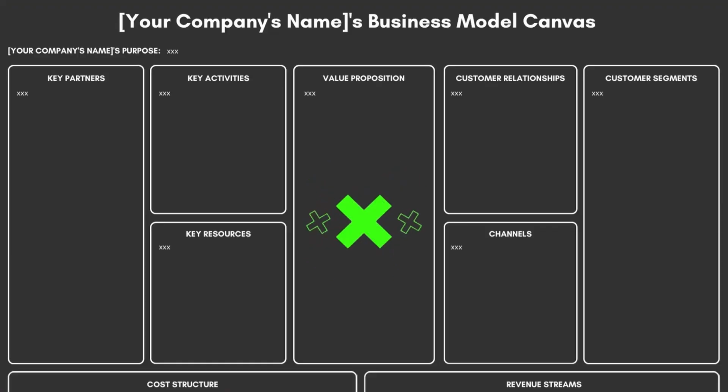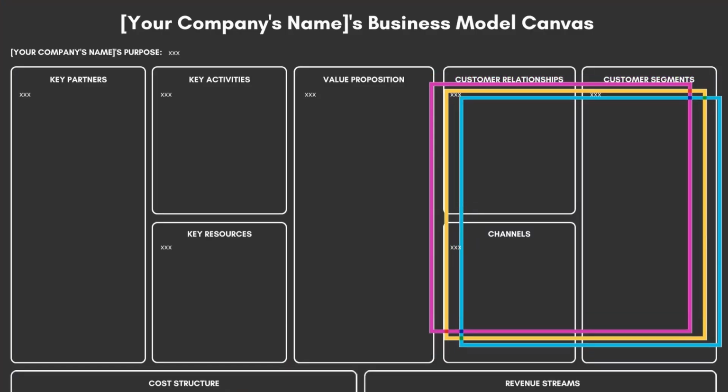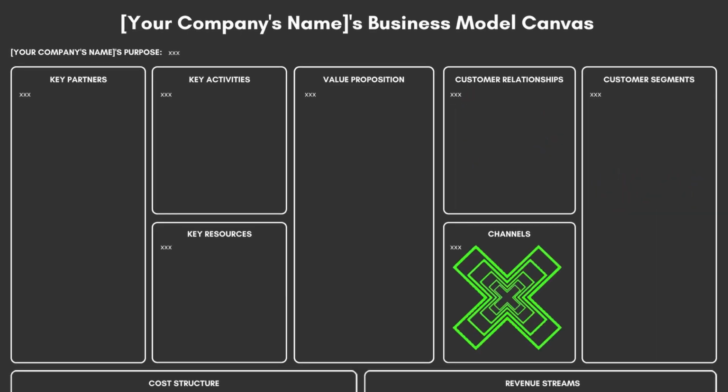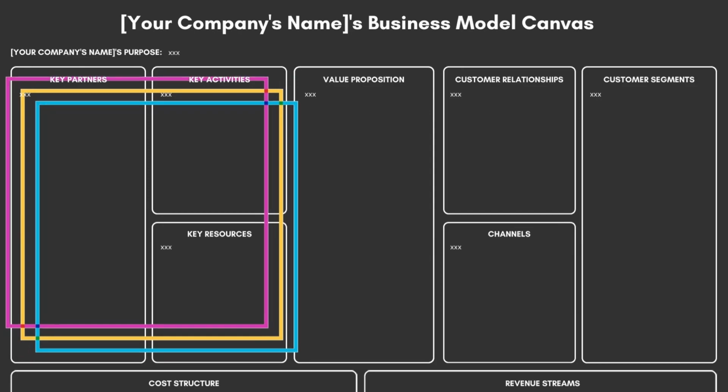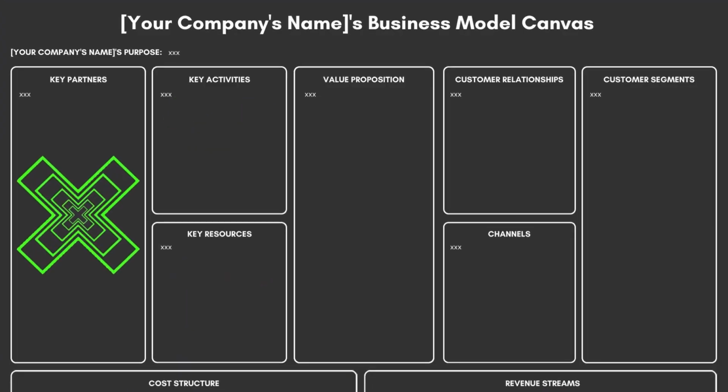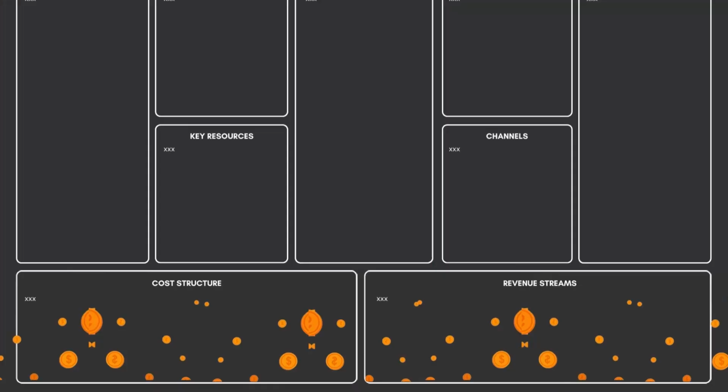So in a business model canvas, you have your value proposition, which is always in the center. Then on your right side, you'll have 3 components all about the customer. So customer relationships, customer segments, and channels. Then on your left side, you will have your key activities, your key resources, and your key partners. So that's everything internal to the company. And then at the bottom of your template, you'll have things concerning money. So this includes your cost structure as well as your revenue streams.